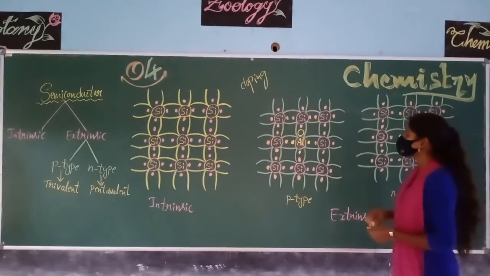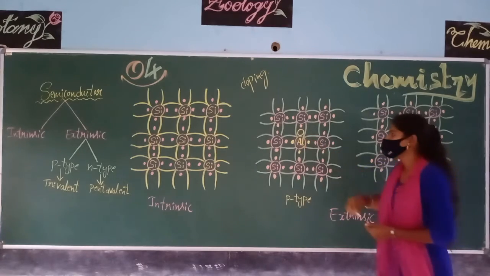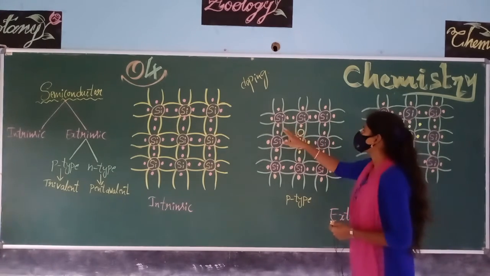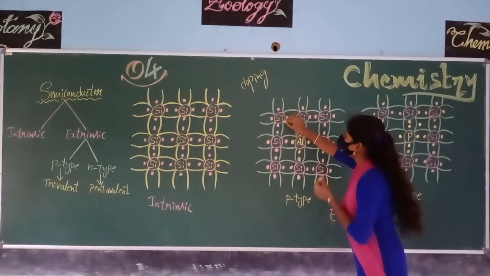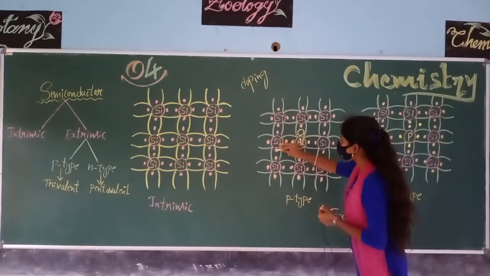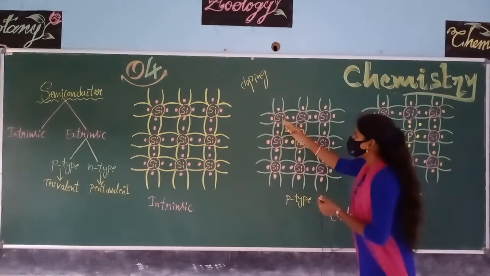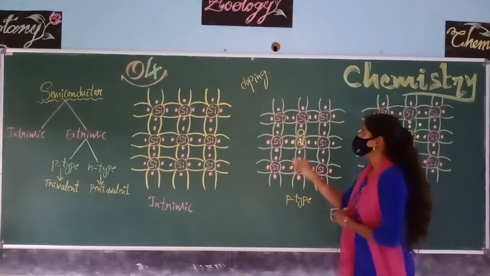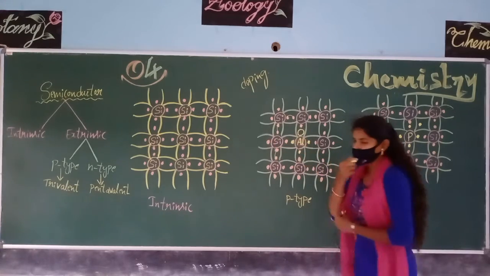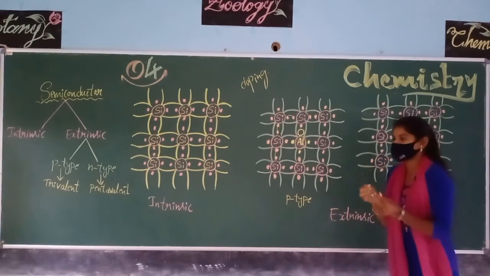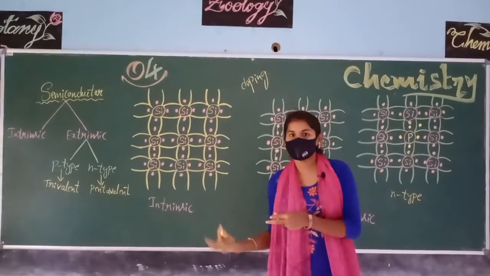For example, here we have taken aluminium, which belongs to a trivalent element. Silicon has 4 electrons in the outermost shell. So each silicon is represented with 4 electrons, 1, 2, 3, 4. This silicon is also represented with 1, 2, 3, 4. Each silicon is sharing its electron with the neighboring silicon electron. So there is a pair formation. The silicon atom is sharing its electrons with the neighboring silicon atom.